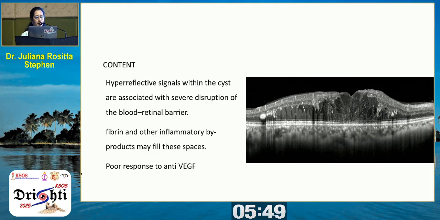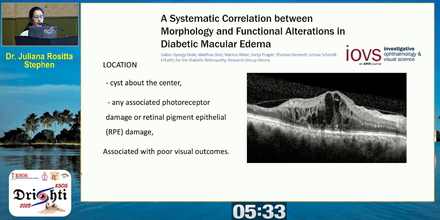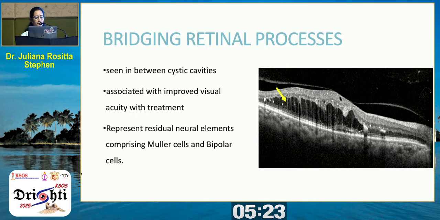Next, we see about the content. Hyperreflective signals within the cyst are associated with severe disruption of the blood retinal barrier. Fibrin and other inflammatory byproducts may fill these spaces and they respond poorly to anti-VEGF agents. Location of the cyst relative to the center, and cysts with associated photoreceptor damage, are associated with poor visual outcomes.